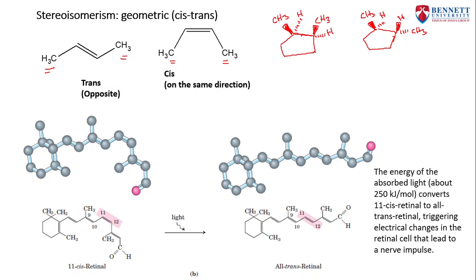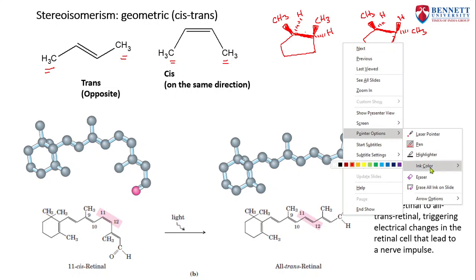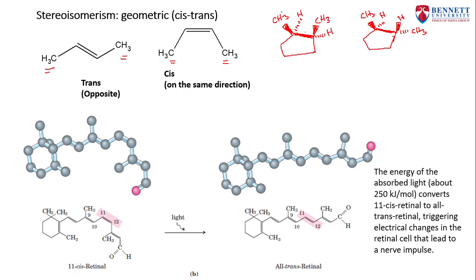Now because this bond rotation is not possible, this is a restricted movement bond, a restricted rotation bond. So now the CH3 groups in this molecule are in a cis arrangement, whereas CH3 groups in this molecule are in trans arrangement, because they are oppositely placed with respect to this particular bond.